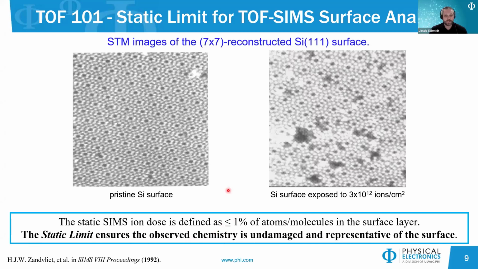To show how that works with an image, this is an STM image of a pristine silicon surface. And over here is an image of the silicon surface after it has been exposed to a primary current of 3 times 10^12 ions per square centimeter. Here you can see some spots have been damaged by those primary ions. But as long as we stay below the static limit, we can be assured that statistically speaking, we will always be sampling a pristine area of the sample surface.